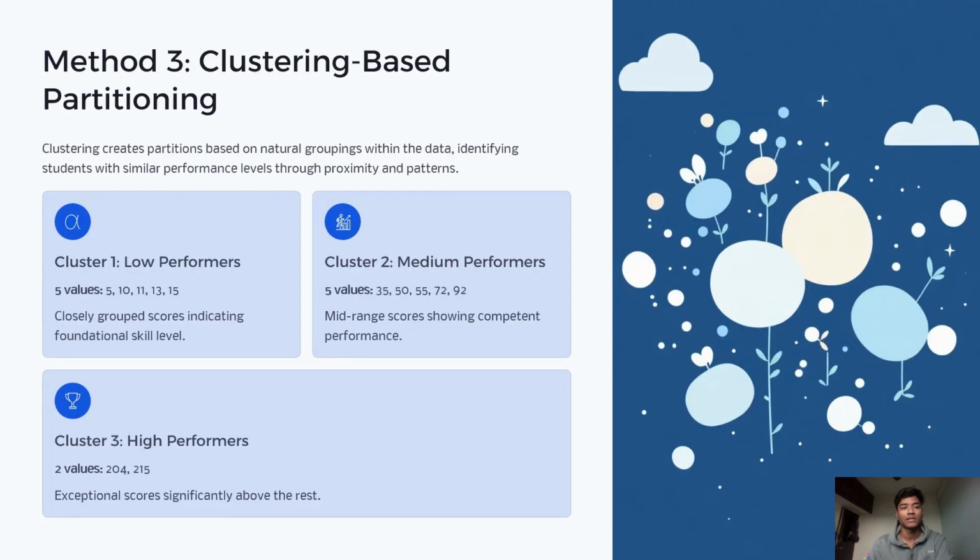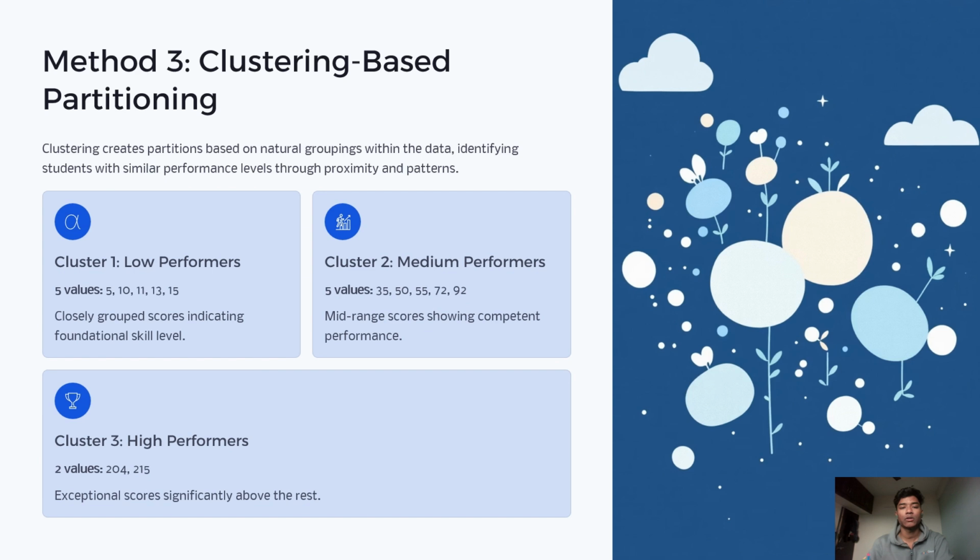Method 3, clustering based partitioning. Clustering gives us the most natural groupings because it assigns scores based on similarity rather than equal count or equal ranges. The clusters become: cluster 1, low performers: 5, 10, 11, 13, 15; cluster 2, medium performers: 35, 50, 55, 72, 92; cluster 3, high performers: 204, 215.